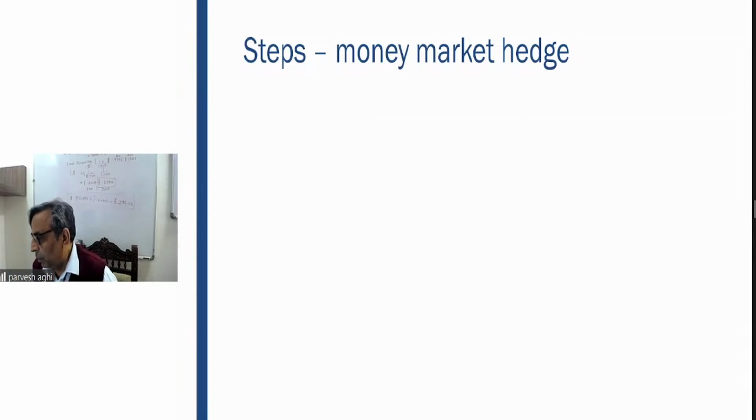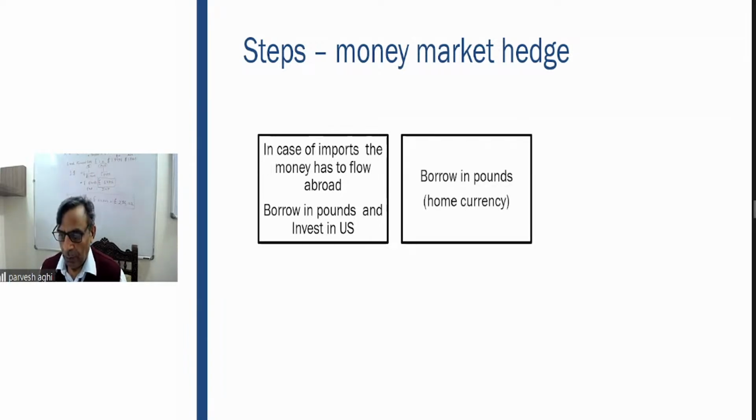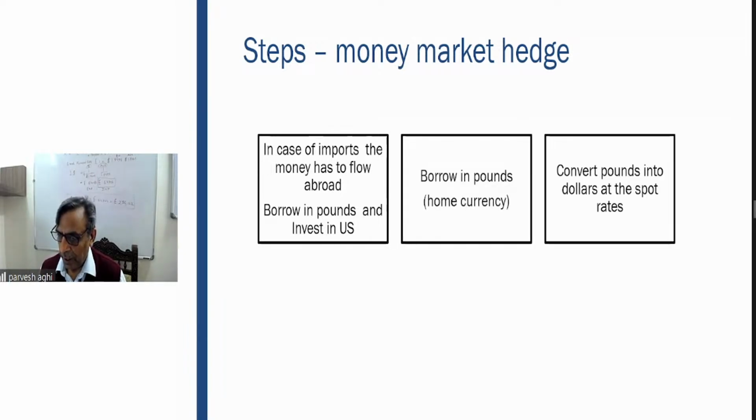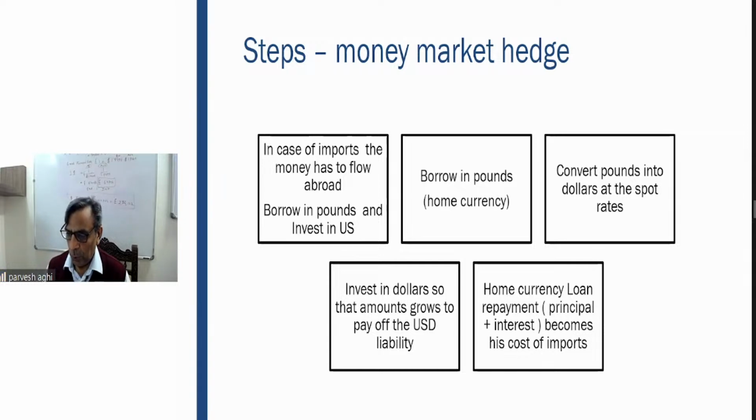Now this is a case of an importer. So in case of imports, the money has to flow abroad. So borrow in pounds, your home currency, and convert the pounds into dollars at the spot rate and invest the dollars so that the amount grows to pay off the US liability. Home currency loan plus the interest becomes your cost of imports. So this is in a nutshell what we have to do.